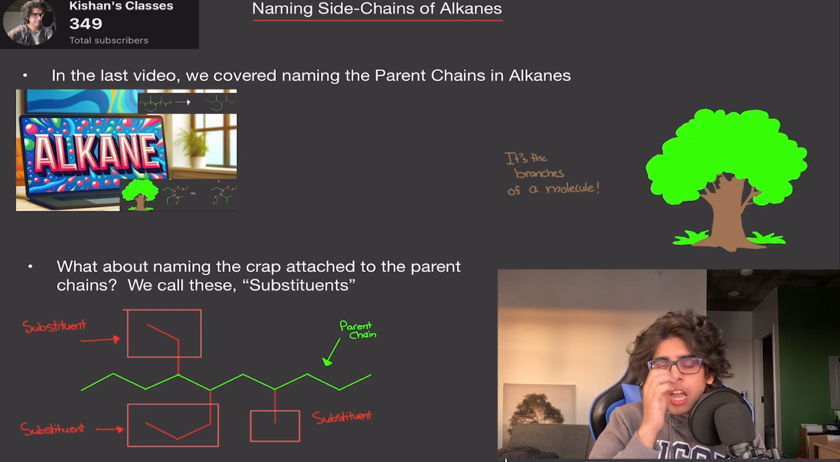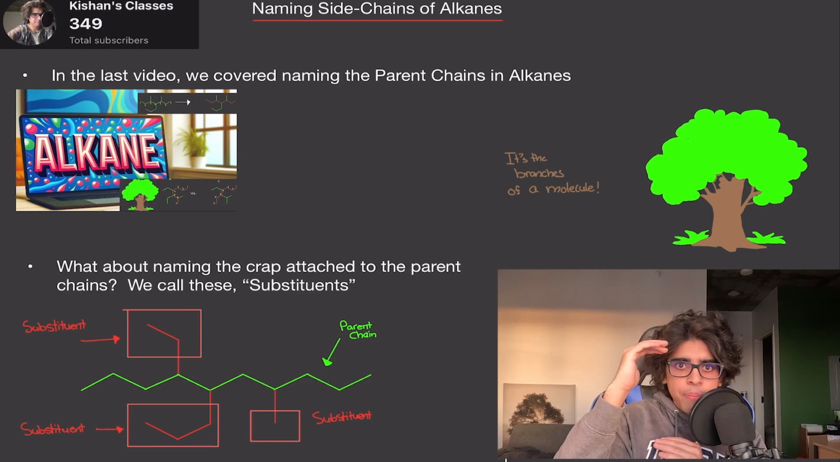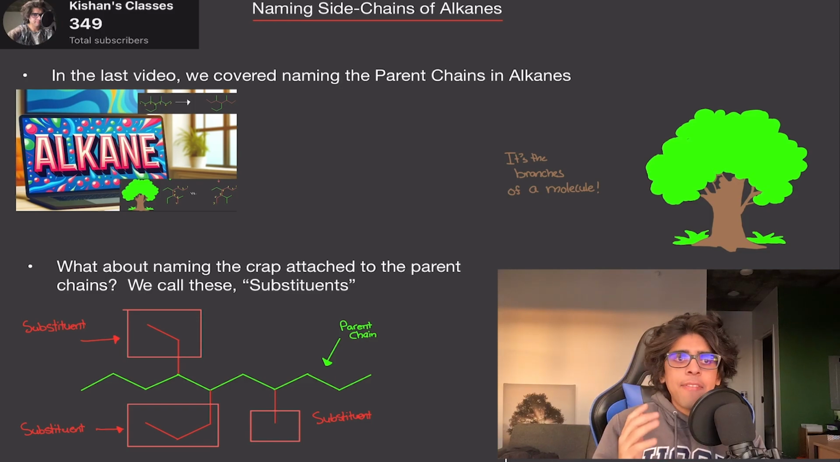So think about a tree. A tree has the main trunk to it, and that's what we call the parent chain. Now, attached to the actual trunk are branches, and those branches are like the side chains, and that's what we're talking about. Here's an example.